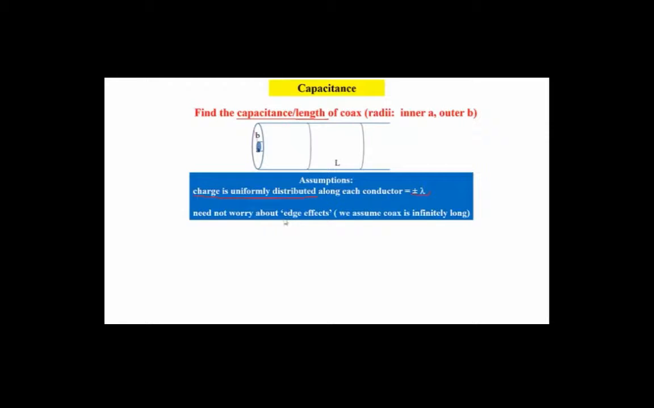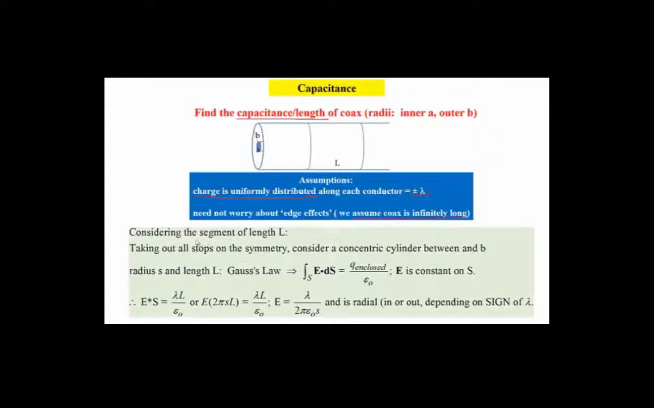We don't have to worry about edge effects, say at the end of this piece of coax, because we're going to assume that it's infinitely long. We take a segment of length L, which I've shown here. So we're going to be talking about this part of the coax of length L. And I'm not going to go through the symmetry arguments. We've done that so often that I think I can just say that because of symmetry, we can take a concentric cylinder between A and B, at radius S and of length L.